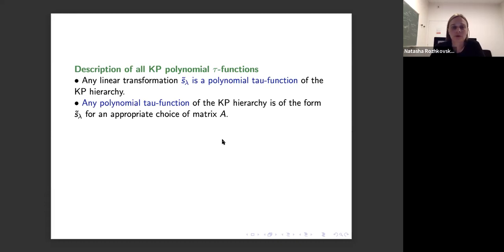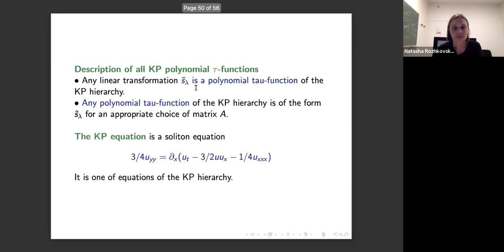Namely, the description of polynomial tau functions of the KP hierarchy. So first I will make a statement and then I will go into details. This construction allows us to prove easily that all these examples that we got are solutions of the bilinear identity which corresponds to the Kadomtsev-Petviashvili hierarchy. And moreover, any polynomial tau function can be expressed as a linear transformation of a Schur symmetric function with an appropriate choice of matrix. So it is part of this construction with the appropriate choice of matrix A.